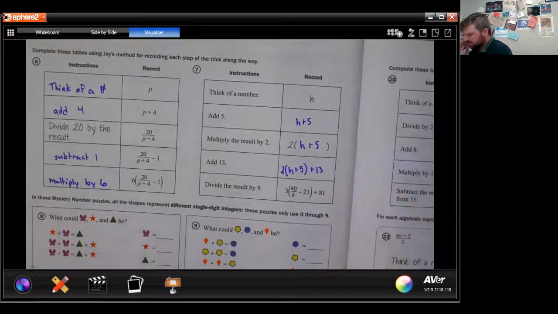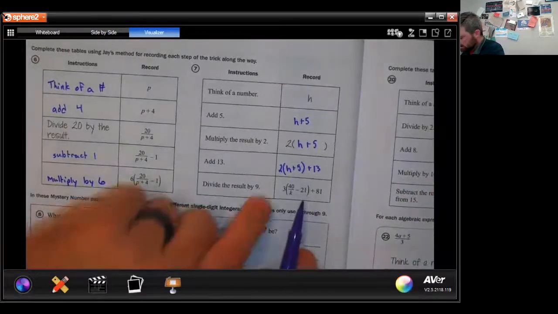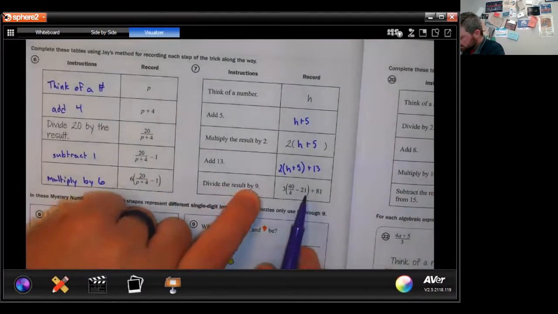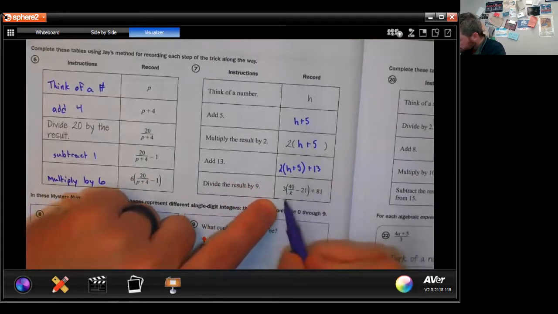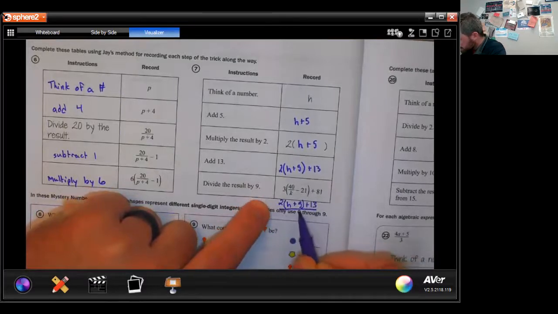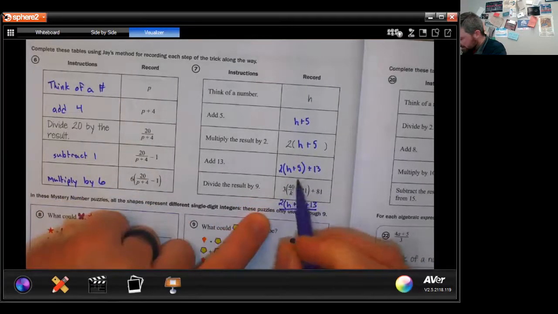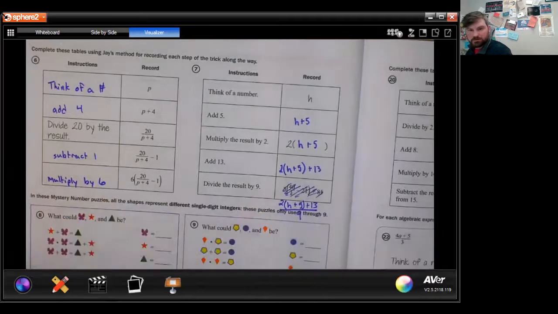Okay, and I'm not quite sure how they got this. I would write it 2h plus 5 plus 13 over 9. See, this has a K in it. I think this is the wrong thing there. That's not right.